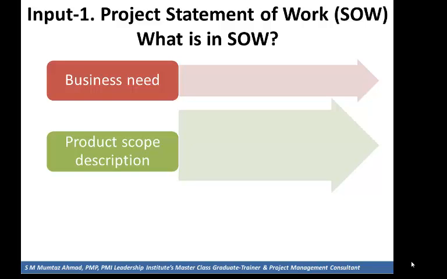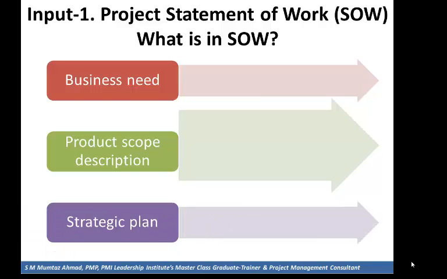Product scope description. It is description of product requirement and characteristics of the product or service that the project will create. It will have less detail in initiation and more details in later processes as the product characteristics are progressively elaborated. Strategic plan. Every project works under some strategic plan, and all projects should support organizational strategic plan.